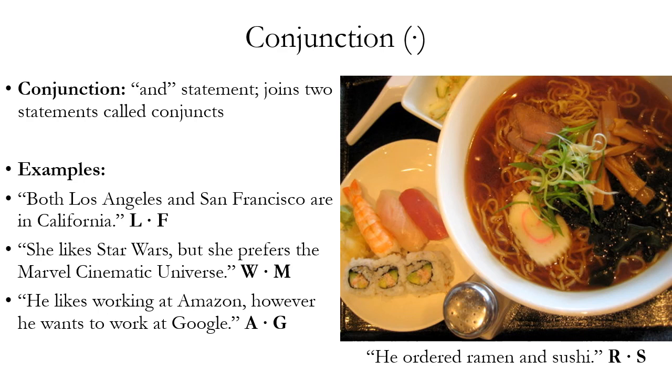Another example from the picture, he ordered ramen and sushi. Similar to the first example, part of the second statement is abbreviated. He ordered ramen and he ordered sushi would be a more complete way of expressing this. But to avoid the unnecessary repetition in natural language English, you can drop out the first part of that second statement.